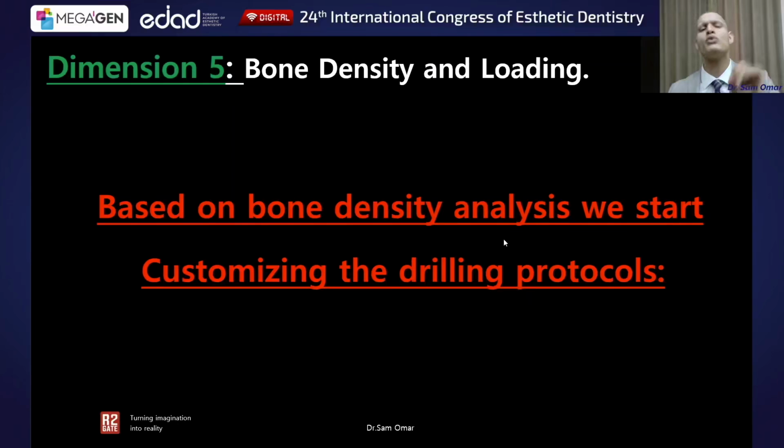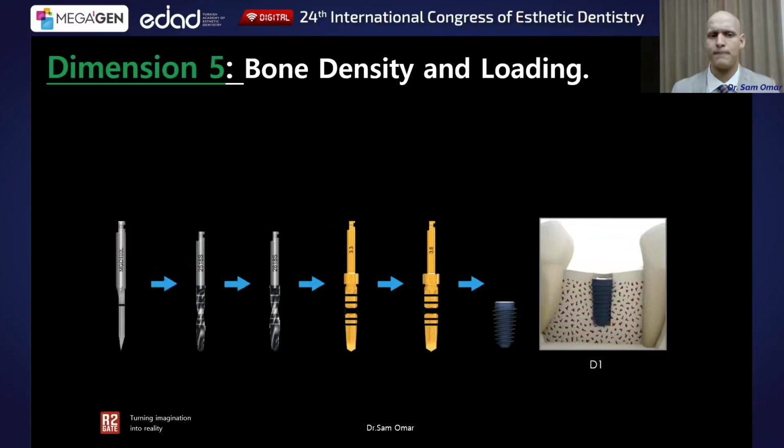Very good. So based on the bone density analysis that we do with digital eye, we can now customize the drilling protocols. So if I place a 4mm implant in D1 bone, which is very dense bone, my final drill makes sense that this drill is actually 3.8. So for a 4mm implant in dense bone, our final drill is only 0.2 millimeters smaller than the final implant width, which makes a lot of sense.